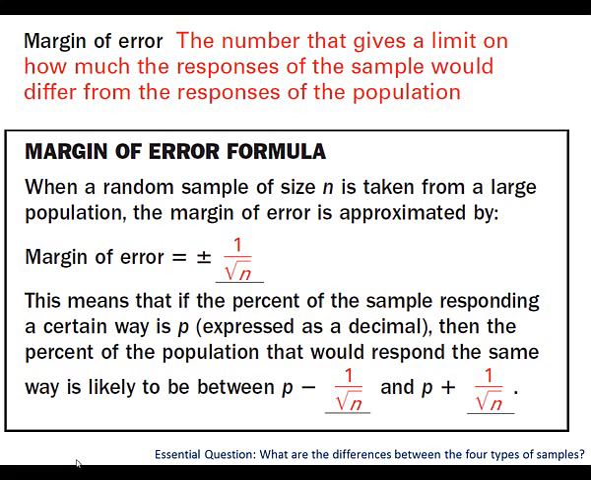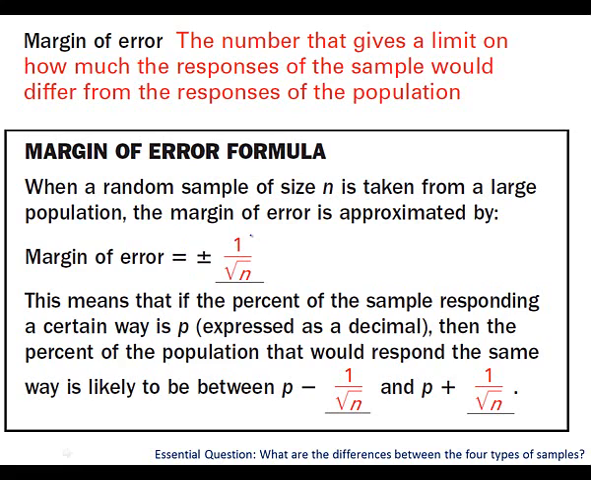So the margin of error is the number that gives a limit on how much the responses of the sample would differ from the responses of the population. So if our sample size is n, the margin of error equals plus or minus 1 over the square root of n.